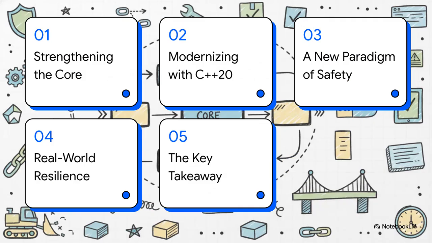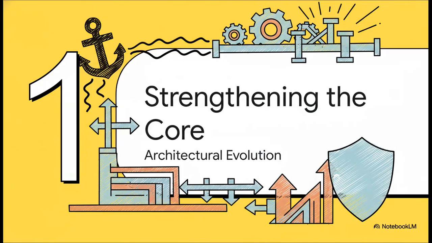So here's how we're going to break this down. We'll explore this across 5 key areas. We'll kick things off by looking at what it really means to strengthen the core. Then we'll dive into the modernization with C++20, a whole new paradigm of safety, see how the SDK handles messy, real-world data, and finally we'll wrap it all up with the key takeaway. All right, let's get into our first point, strengthening the core.